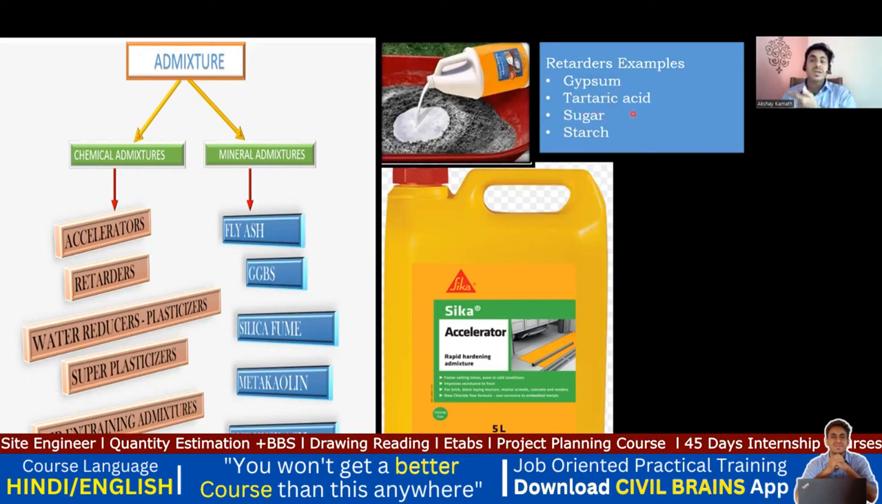You can say gypsum is a good example of a retarder. You can say tartaric acid is a good example of a retarder. Sugar is a good example. Of course, starch is a product of that, right? So you can remember these four as examples of retarders. Coming to the accelerator, you can say Sika is a very good brand. Just remember the brand. Sika is a very good brand that manufactures all kinds of accelerators. You can see it here, rapid hardening admixtures are used. So in this way, if you try to remember, you can give better answers to all these questions.